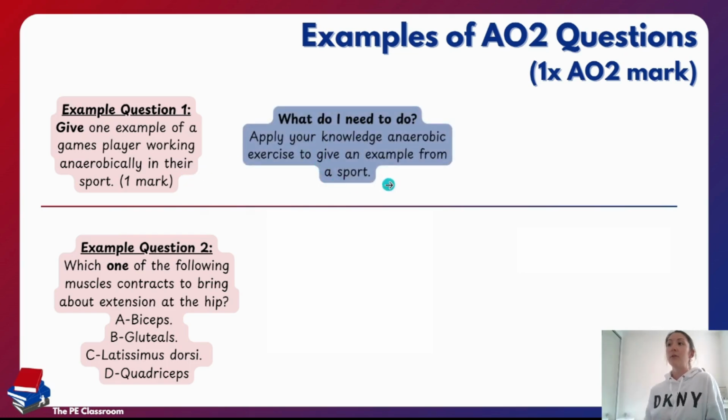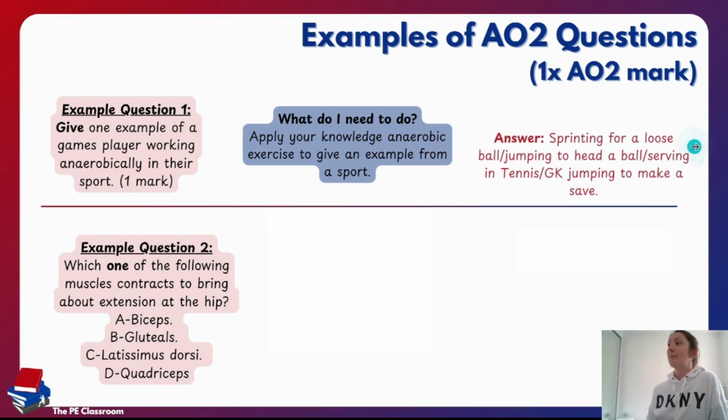So for this, apply your knowledge of anaerobic exercise. So think about, what does anaerobic mean? That's kind of like the knowledge side of it, would be an AO1 point if you had to describe what anaerobic exercise is, but because it's asking you to apply your knowledge to an example, that is AO2. So you could say sprinting for a loose ball, jumping to head a ball, serving in tennis, etc., etc.